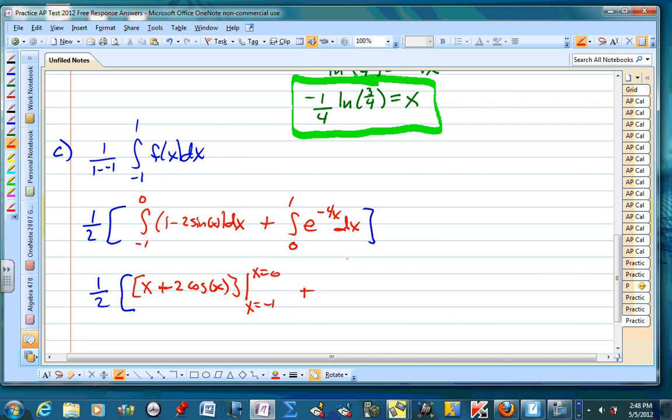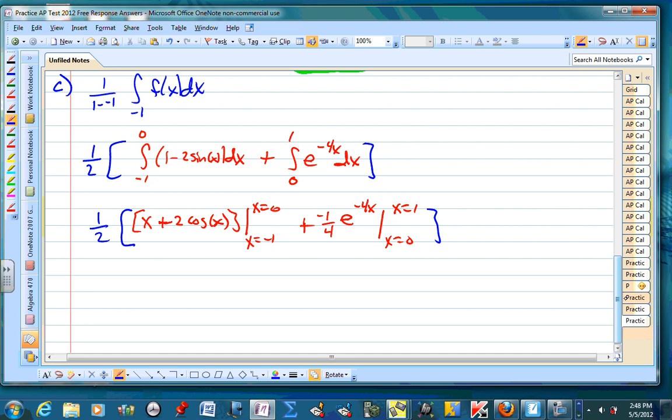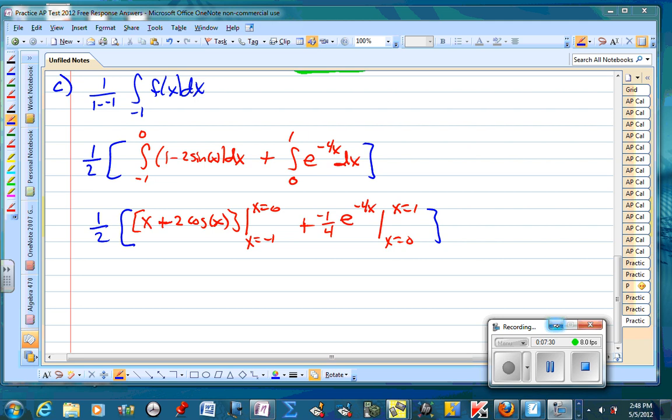And then we're going to add, see, the integral of e to the negative 4x is e to the negative 4x divided by negative 4. Same thing. Evaluate it from x equals 0 to x equals 1. All right. We've got some scratch work to do. How are we doing on time here? Now we got some time.